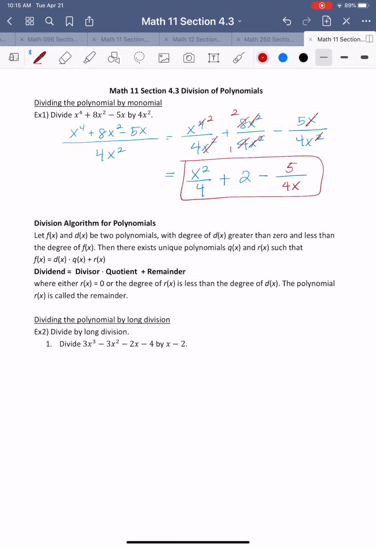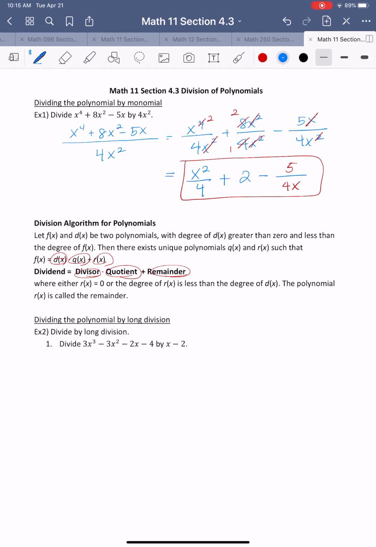But when you divide by a polynomial, in this case we can use the division algorithm for polynomials. The division of polynomials is f of x equals d of x times Q of x plus R of x, where d of x matches the divisor, Q of x is the quotient, and R of x is the remainder. It's the same as what you learned using long division in the 4th grade. Alright, so dividing a polynomial by long division.